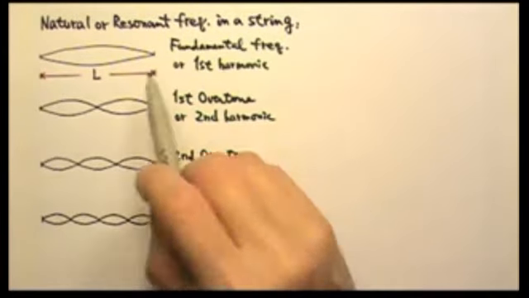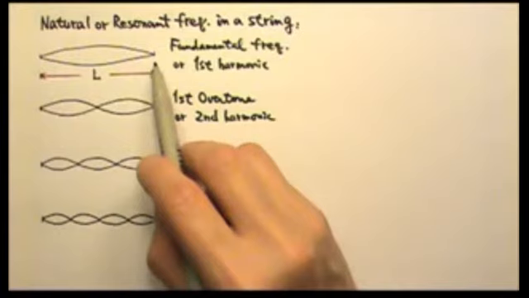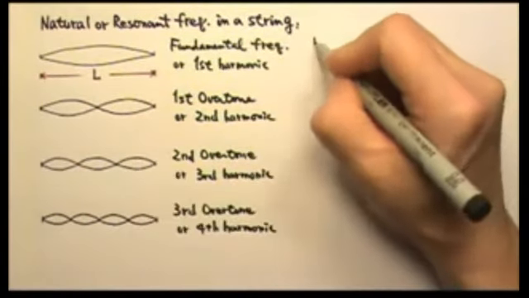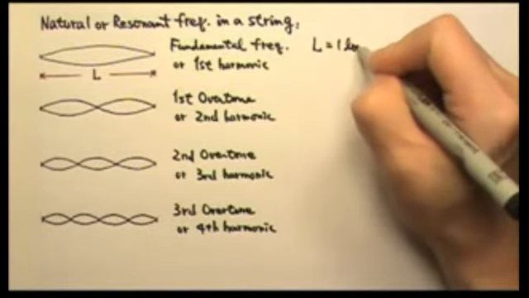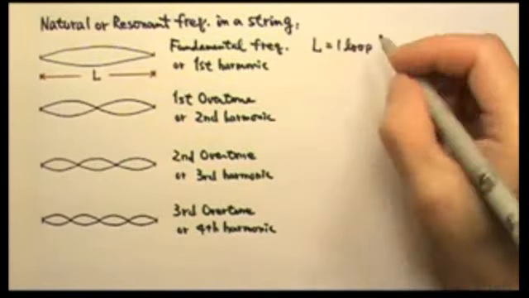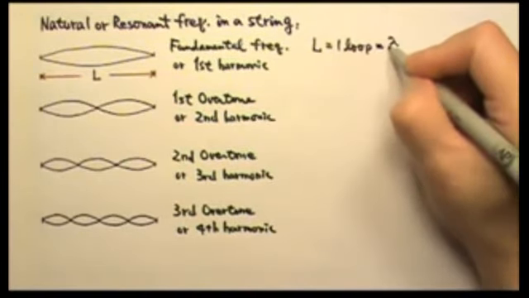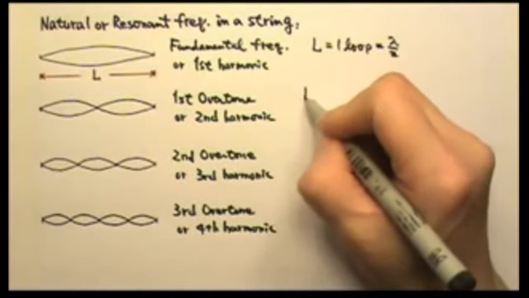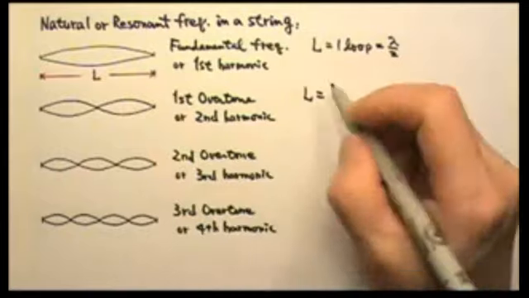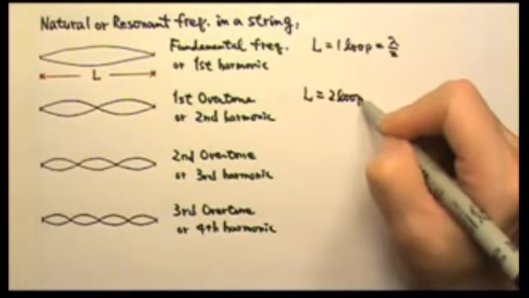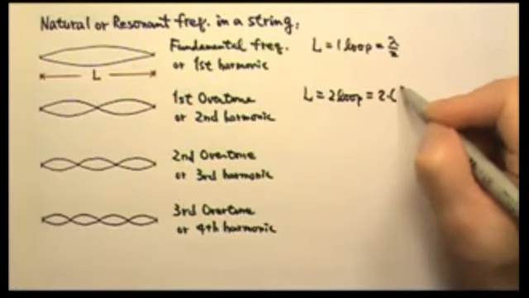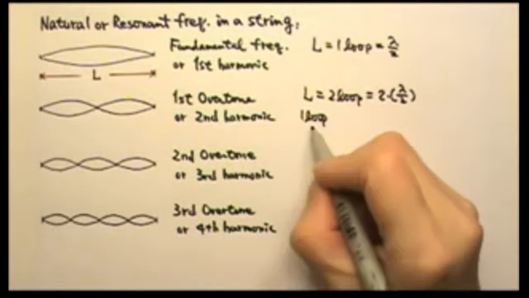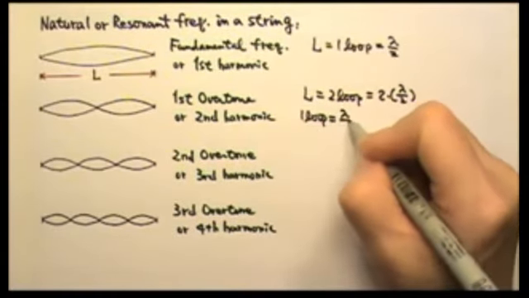For the fundamental frequency, if the string's length is L, in the length L there is one loop, so L equals the length of one loop. And the one loop is always half a wavelength. For the second harmonic, in the length L, there are 2 loops. And each loop is always half a wavelength.